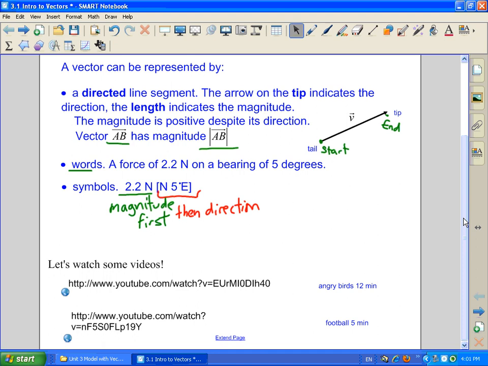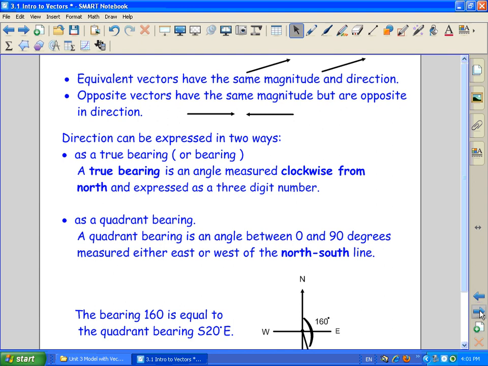Okay, welcome back. Hopefully you enjoyed those videos. Now we're going to take a look at some other terminology. The next terminology we want to talk about is what's called equivalent vectors. Just think about equivalent or like terms, okay? Back from grade 10 and 11. Okay, equivalent vectors have the same magnitude. That means they're going to be the same length and the same direction, which means they have to be pointed, or the arrow has to be going towards the same direction.